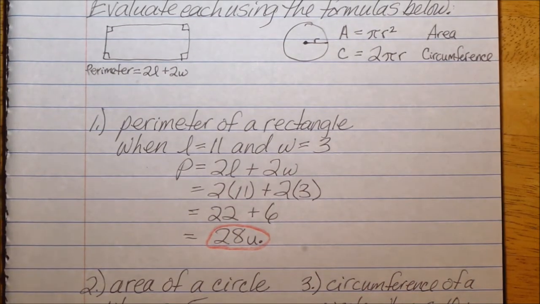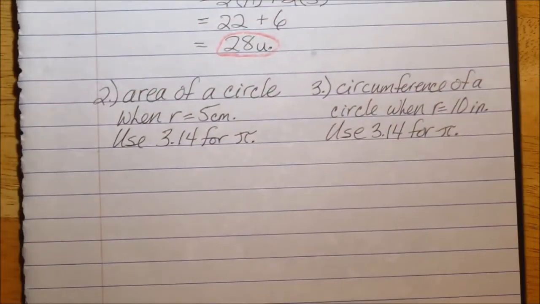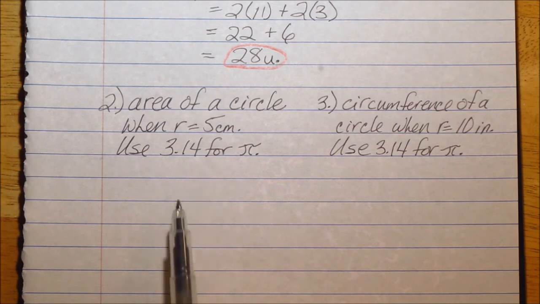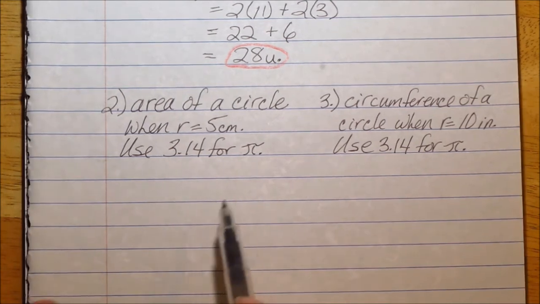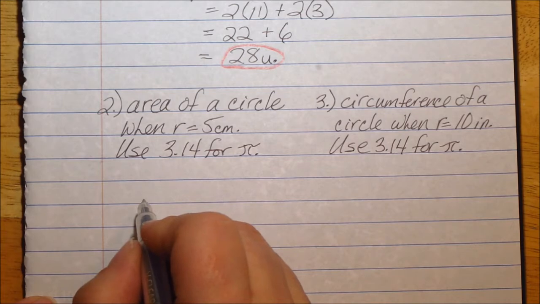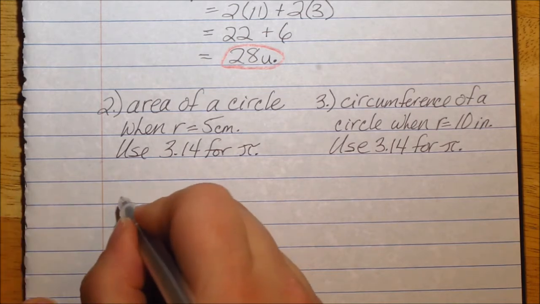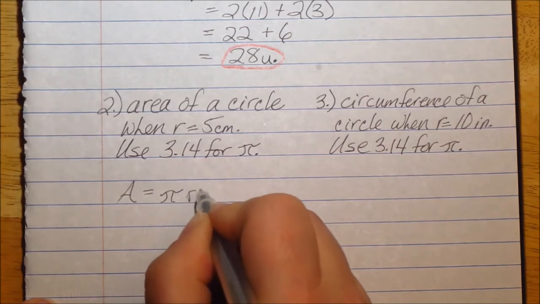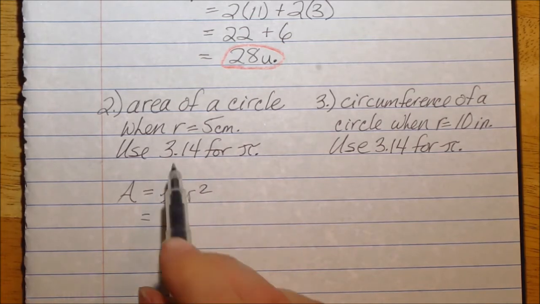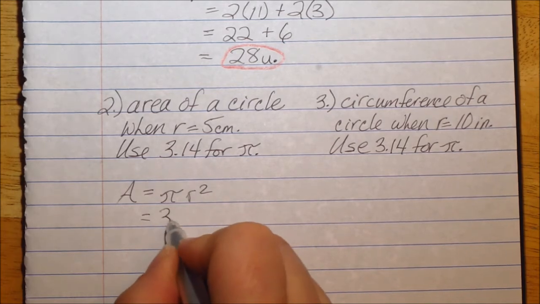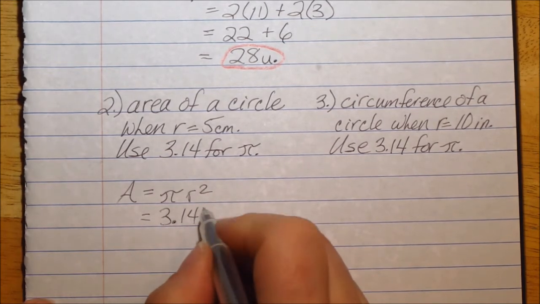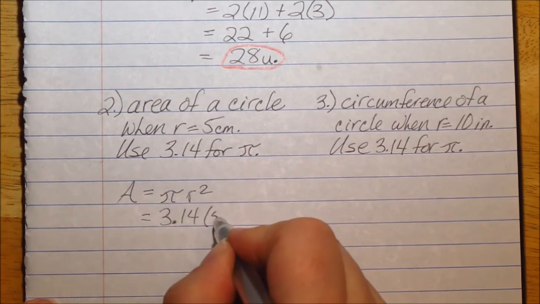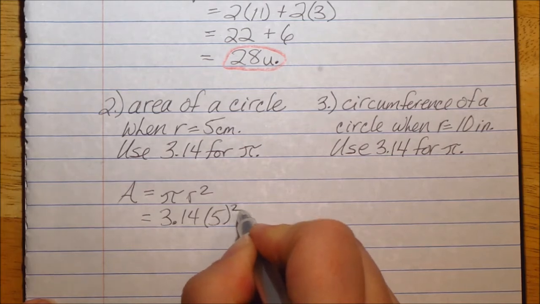All right? Okay, now, circles. Area of a circle when R is 5 centimeters, and use 3.14 for pi, of course. So the first step is to write the formula. The formula for the area of a circle is A equals pi R squared. I'm going to plug in 3.14 for pi, so 3 and 14 hundredths times my radius of this circle, which is 5 centimeters, and bring down the squared.